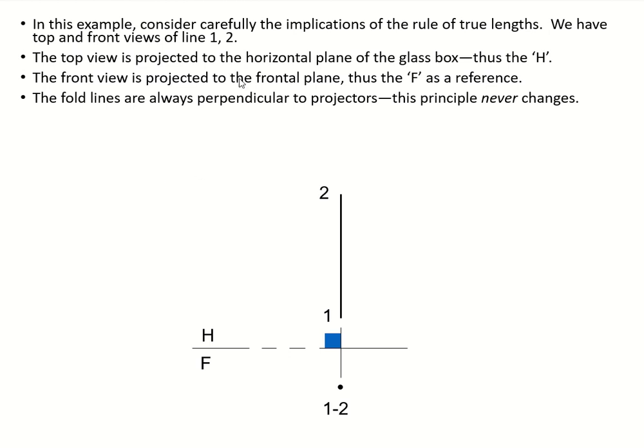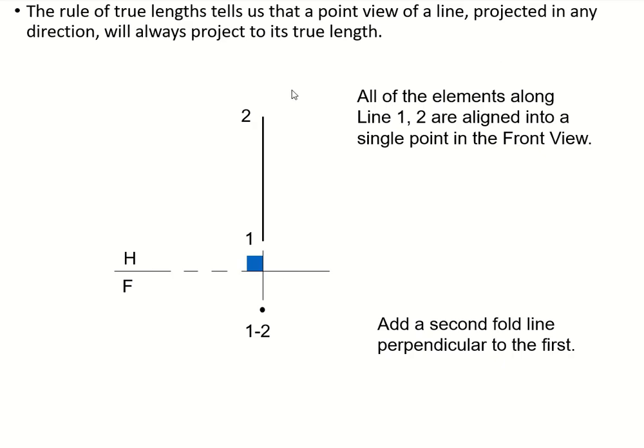Yes. So we recall our rule, yeah? Our rule of true length is that if you have a point view of a line that's projected in any direction, it's always going to give you the true length. So all of the elements along line 1, 2, elements meaning everything that makes up this line, your little points in it, they're aligned into a single point right here in the front view, okay?